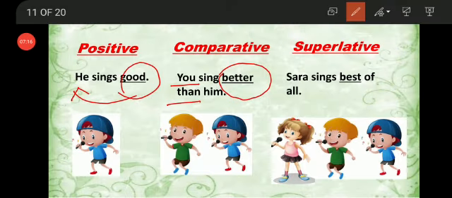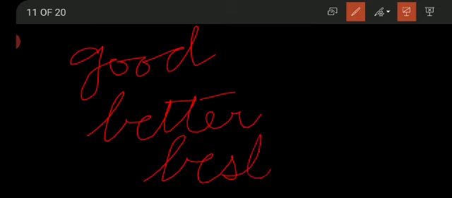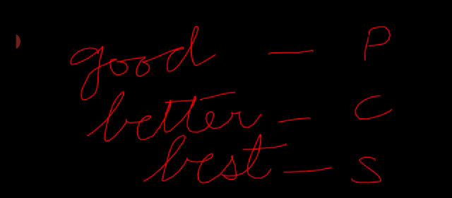Okay, now superlative degree. Sarah sings best of all. Now here we are comparing the singing of Sarah with all. So the superlative degree of good is best. So you may say good, better, best. Okay? So these are again the degrees of adverb.